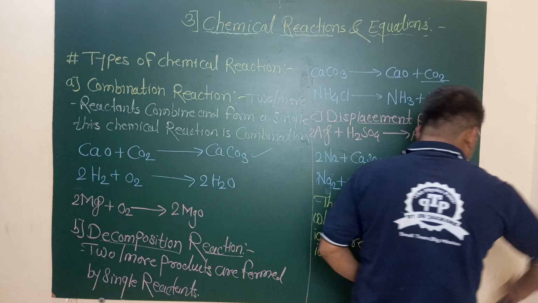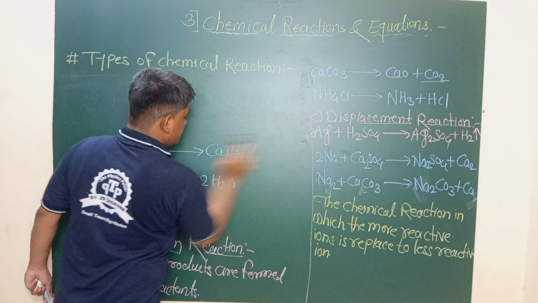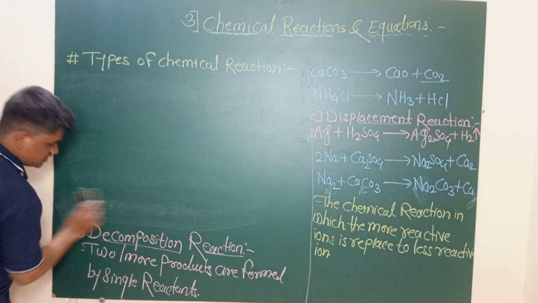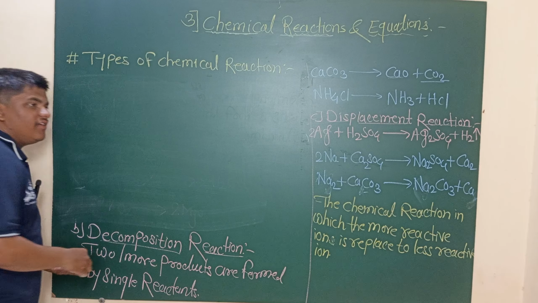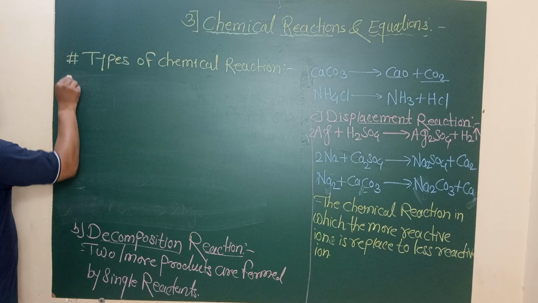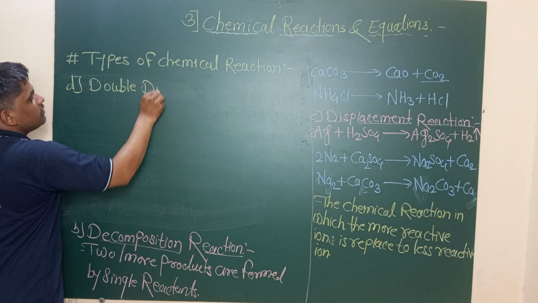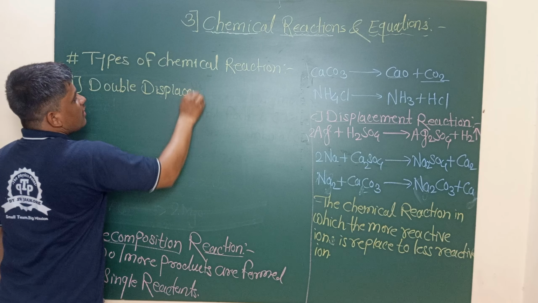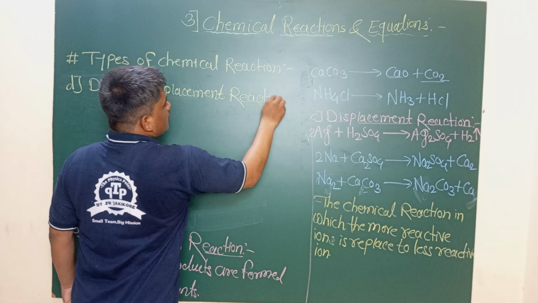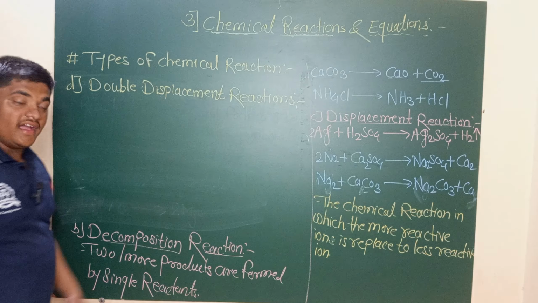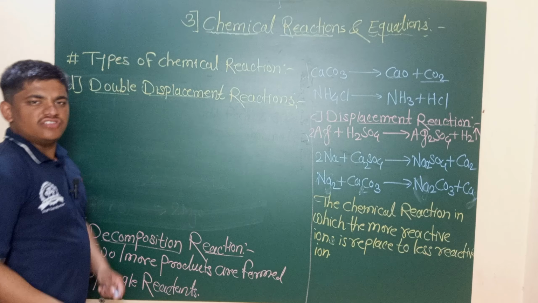Okay, the remaining last one will be discussed and then we stop here. That is the double displacement reaction, where there is an exchange of ions between two reactants. This is the last type of chemical reaction in the third chapter. After that, we will again discuss endothermic and exothermic reactions.